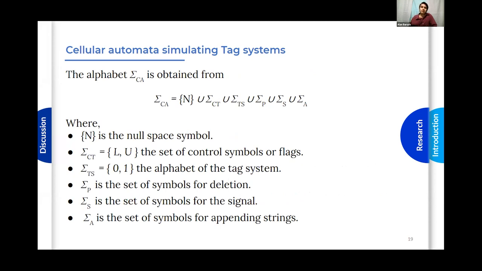To find the alphabet of this cellular automata, we will divide it into parts, and the union of these parts will be the alphabet of the CA. In first place, we have this end symbol, which is the symbol of the null space around the string of the tag system. We have two control symbols or flags, L and U, L for lock and U for unlock, and the alphabet of the tag system, and three alphabets: a set of symbols for deletion, a set of symbols for a signal, and a set of symbols for the appending strings.